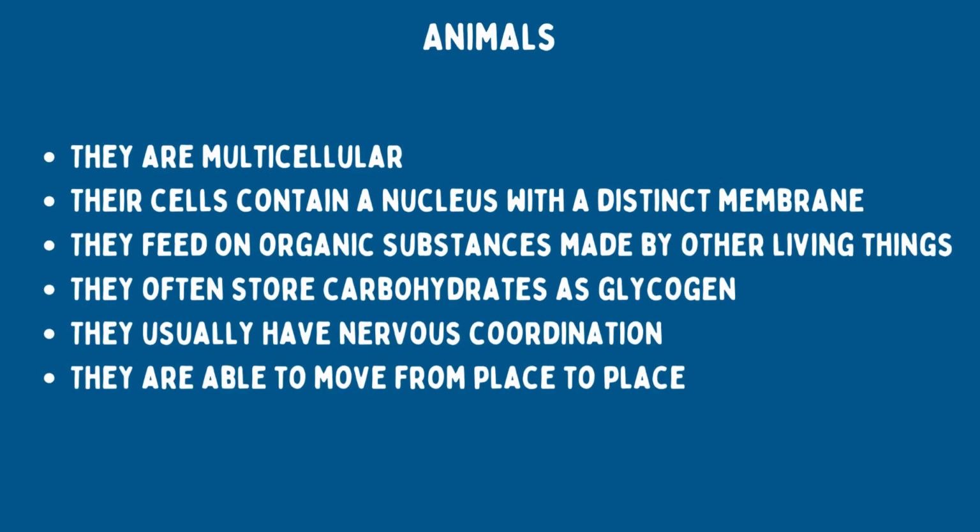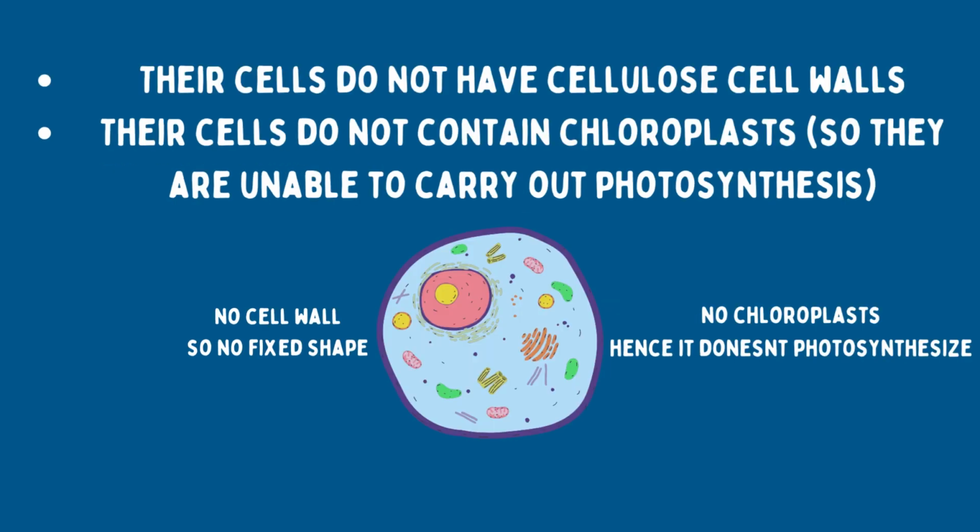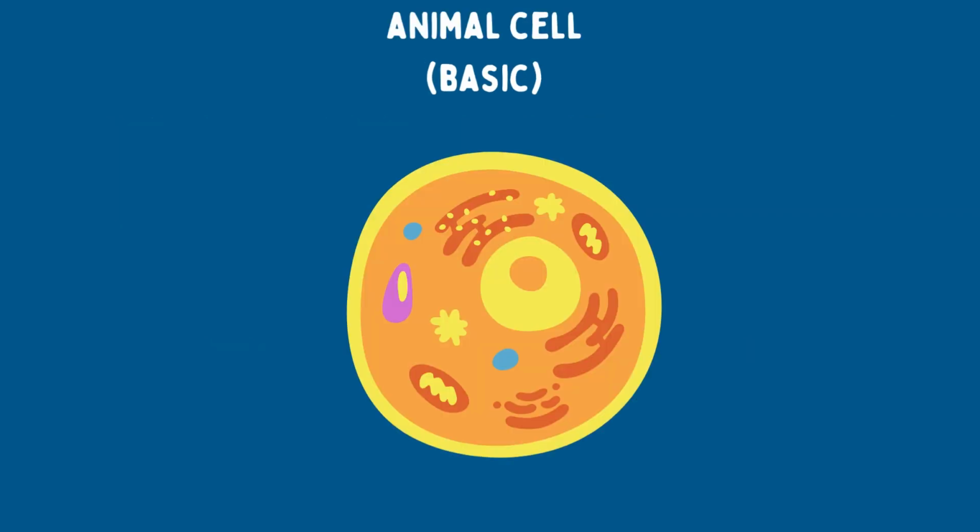First, I'll talk about the main features of animals. Animals are multicellular. These cells contain a nucleus with a distinct membrane. They feed on organic substances made by other living things. They often store carbohydrates as glycogen. They usually have a nervous coordination and are able to move from place to place. Remember that animal cells never contain a cellulose cell wall and there are no chloroplasts, and this is why they do not carry out photosynthesis.